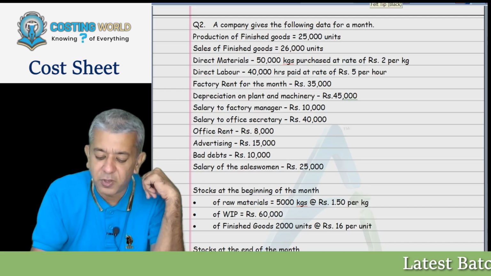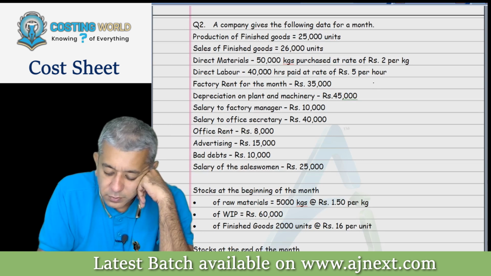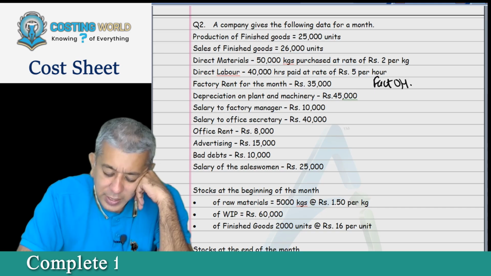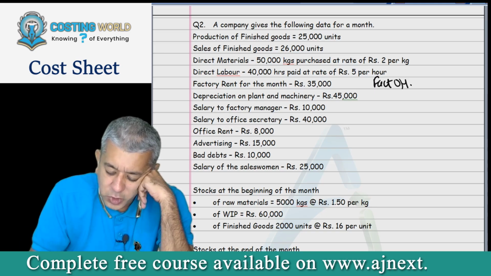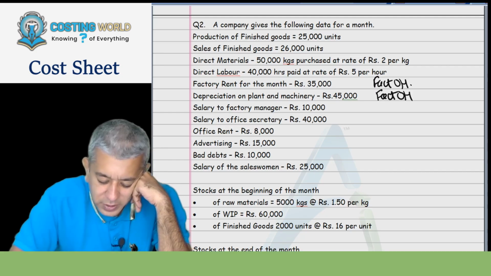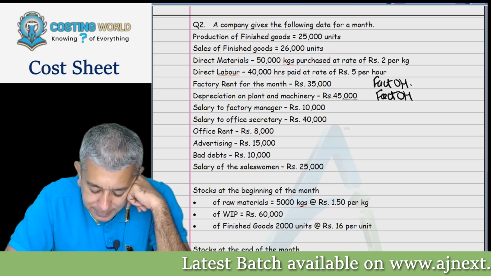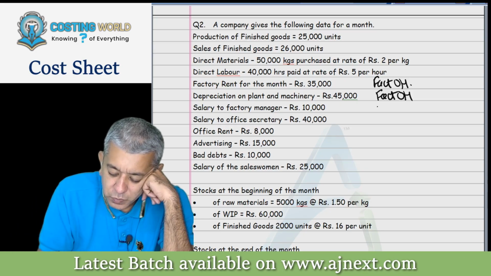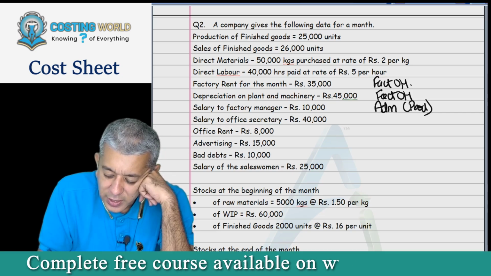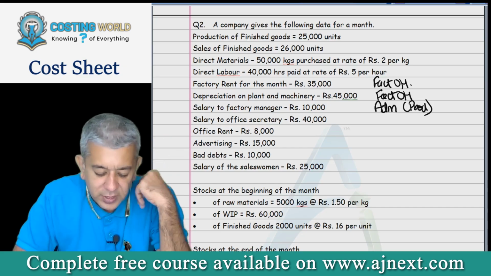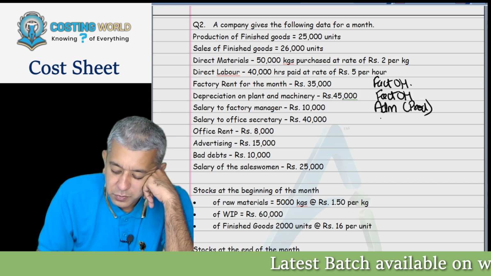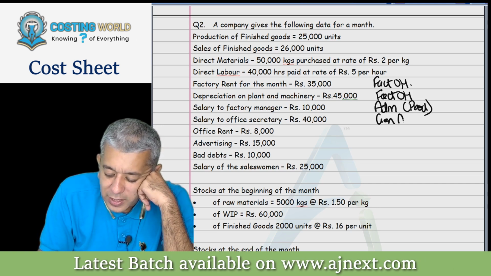Tell me, factory rent for the month will be coming where? Factory overhead. So write down factory overheads. Depreciation on plant and machinery will be coming where? Factory overheads. Further, salary to factory manager. It is administration related to production. Yesterday I gave you only 2 examples of that. This is the first of those examples. Further, salary to office secretary. I'll write that down as general administration.